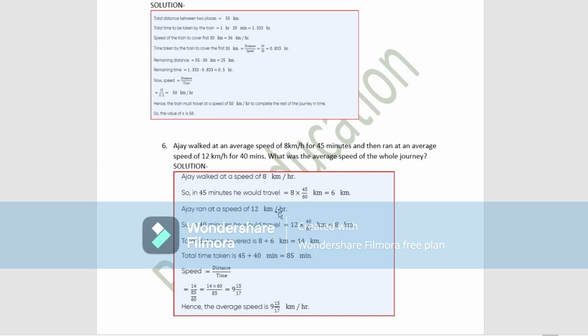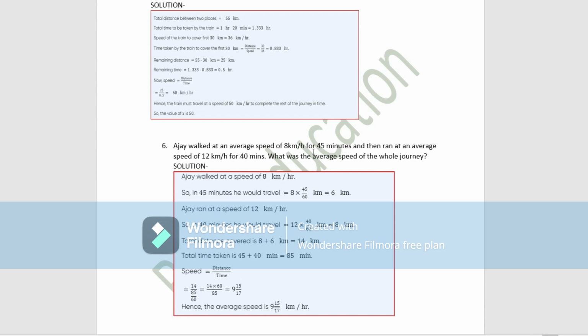Now what happened? Ajay ran at a speed of what? 12 km per hour. So in 40 minutes he would travel what? 12 into 40 by 60, that means equal to 8 km. Now the distance covered is what? 8 plus 6, that is 14 kilometers. So the time taken will be what? 45 plus 40 minutes.